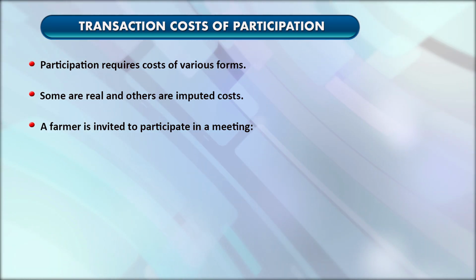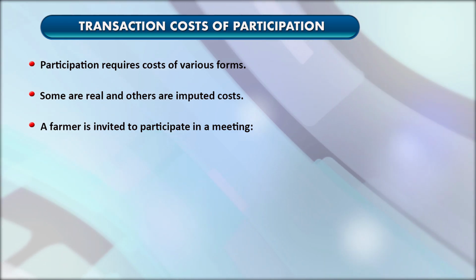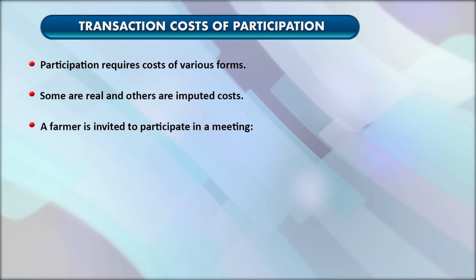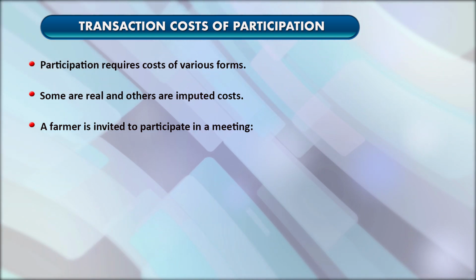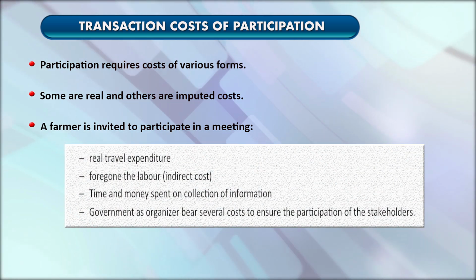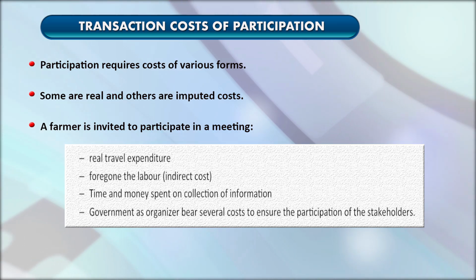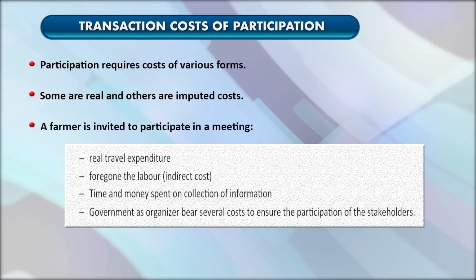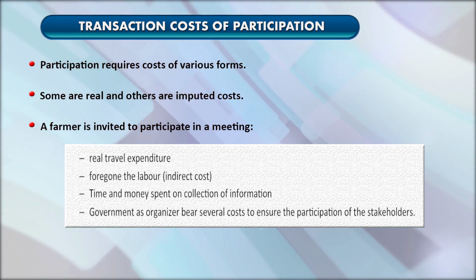There are different forms of transaction cost. If a farmer participates in the policy process, he faces different types of cost. Sometimes there is a real cost, sometimes we need to impute the cost of participation. If a farmer is invited to participate in a meeting, there is travel expenditure, which is a real cost to him. When he moves from his working place to other places, he has to forego his or her labor, so there is an indirect cost. And a lot of information is required to express their views, so time and money spent on collecting information is also a cost to him and her.